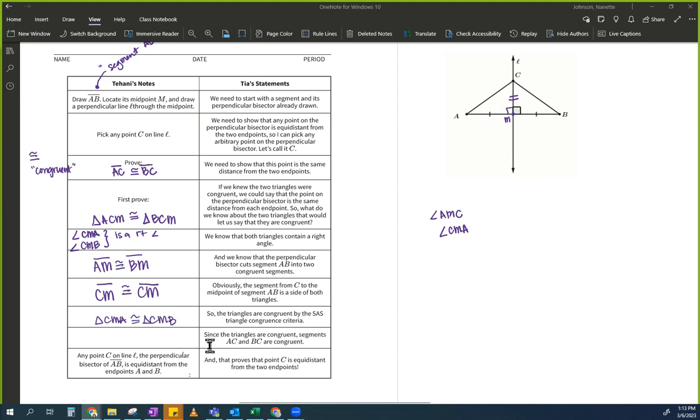Perfect. Lastly, since the triangles are congruent, segments AC and BC are congruent. Can you write that here? Segment AC is congruent to BC. Don't forget the you know what I'm talking about.